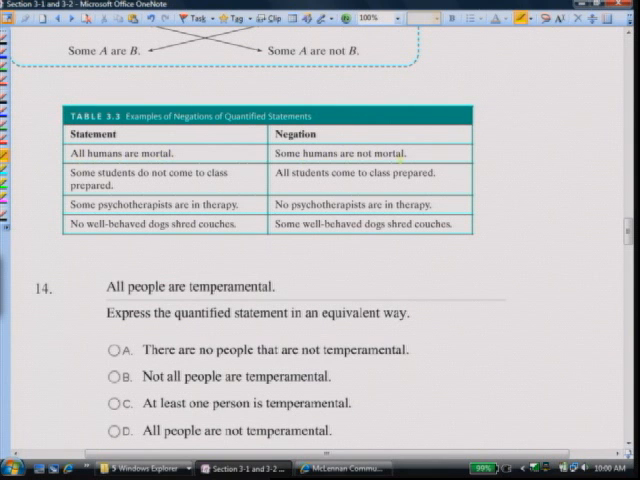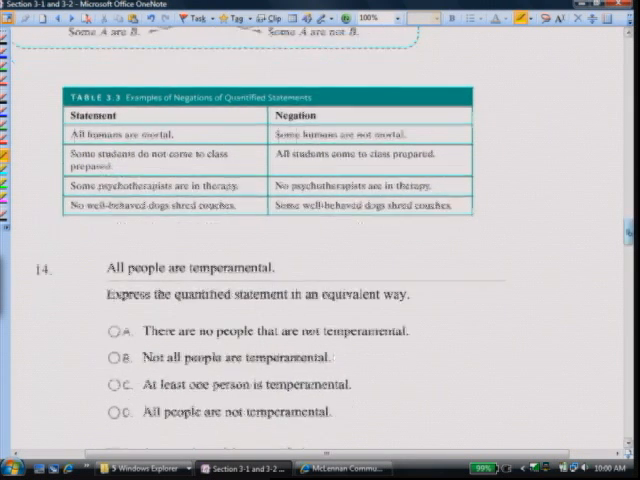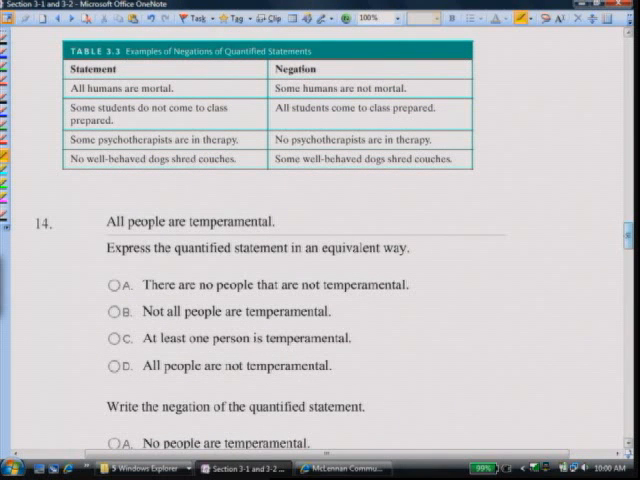So all humans are mortal. Some humans are not mortal. I'm just trying to make the lesson go a little longer by putting in some stuff. All right, so some students do not come to class prepared. All students come to class prepared. We know we've got some statements there. Some psychotherapists are in therapy. No psychotherapists are in therapy. And no well-behaved dogs shred couches. Some well-behaved dogs shred couches.